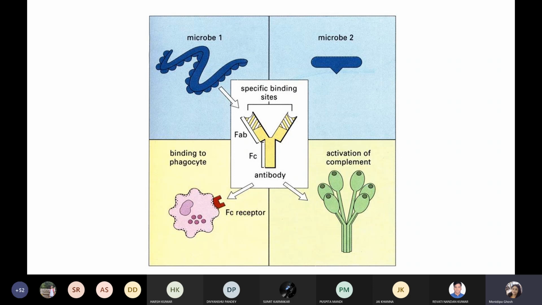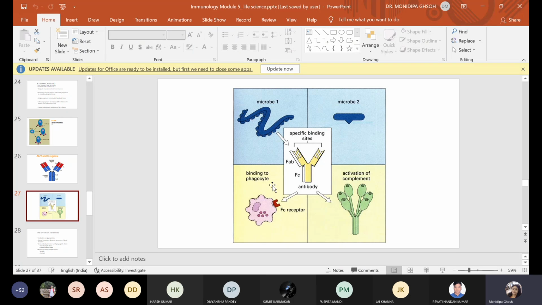Now, the receptor and ligand mediated interaction between the pathogen and the host cell will be very firm, so that the blood flow will not just displace the antigen and antibody from each other.